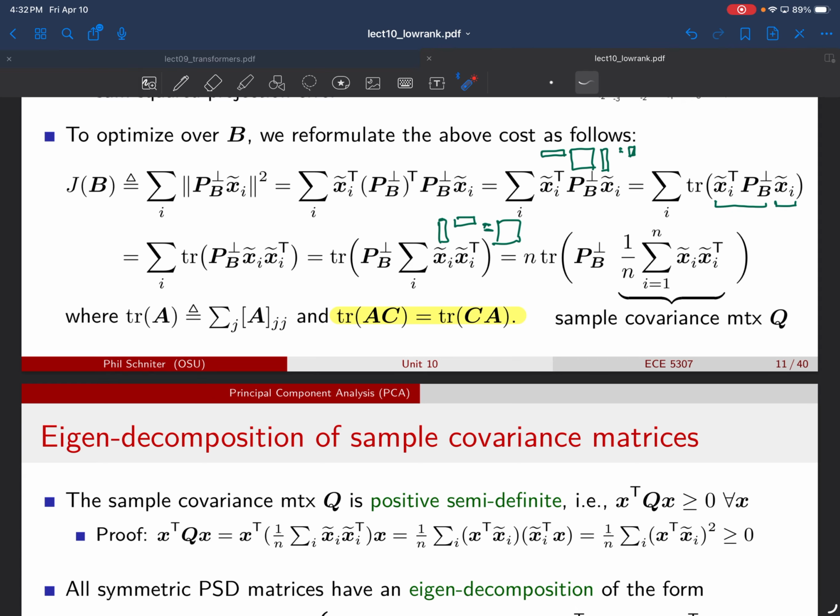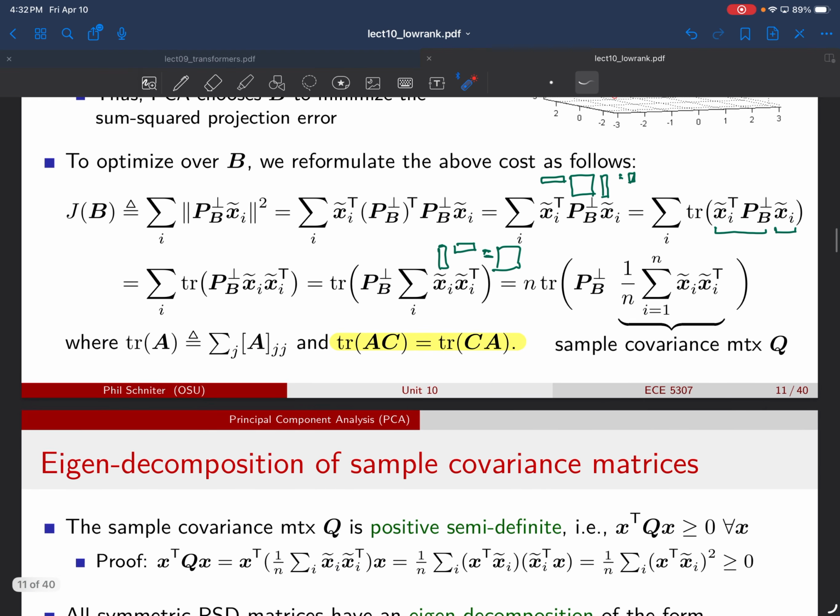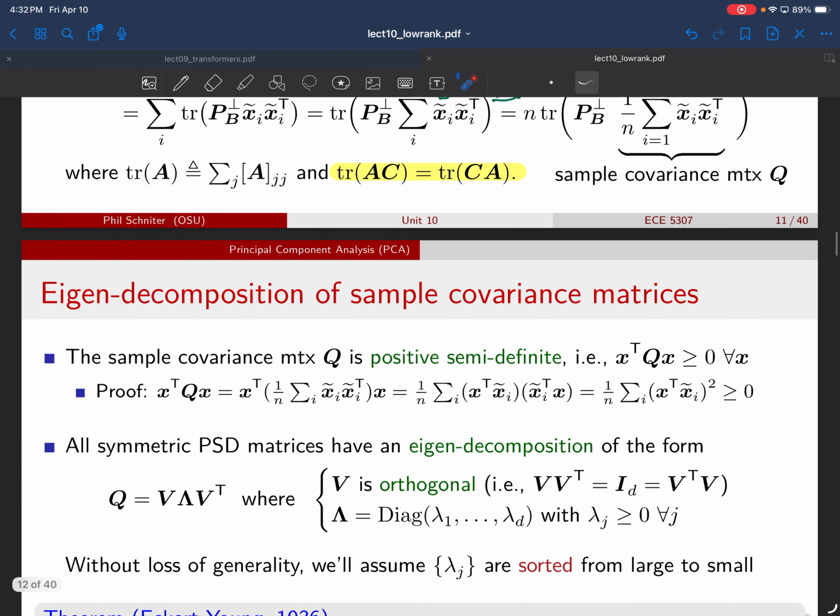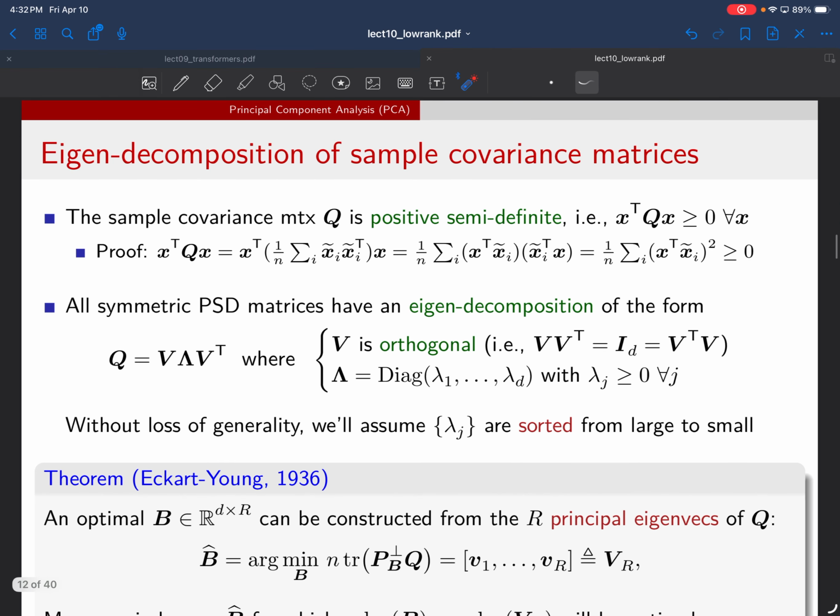Okay, so any questions so far? Okay, so the sample covariance matrix has an important property, which is that it is positive semi-definite. So if you remember, what that means is that for any vector x, if you make this quadratic form using x, this scalar will be non-negative no matter what x is. Okay, so this is a property of the sample covariance matrix, and let's prove it.